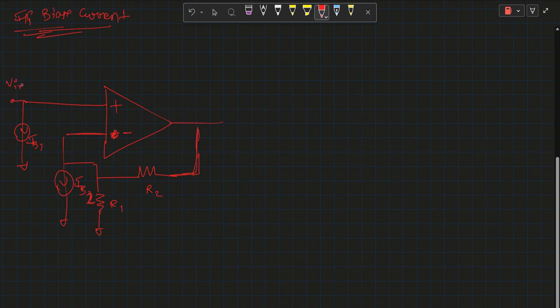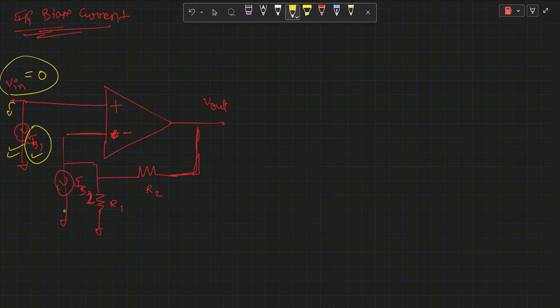There is an input, which we can call V in, and this is V out. For the time being, for the input bias current, we will assume V in is zero. IB1 has no effect when V in is zero, as it is ideal with no resistance at all, and this is ground. So IB1 will not affect the circuit, but IB2 will, as V in is zero and the system is in negative feedback.